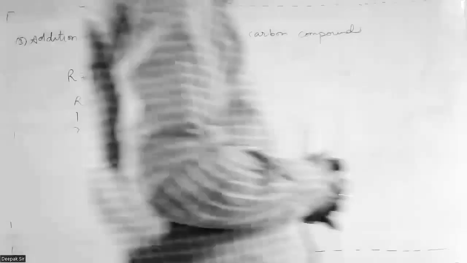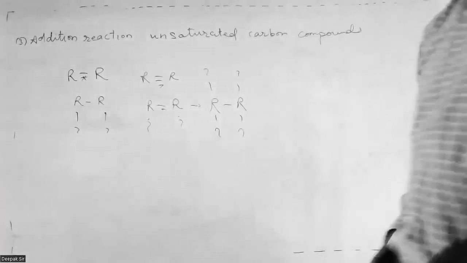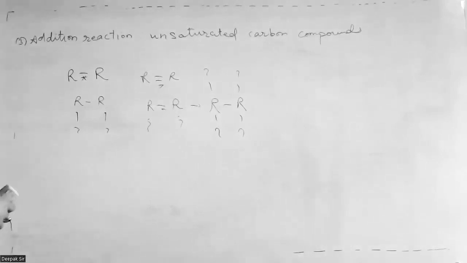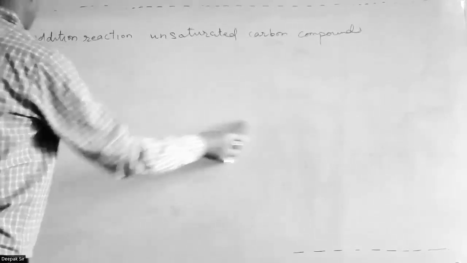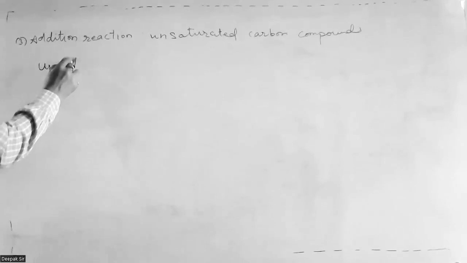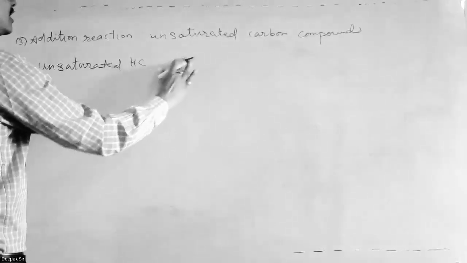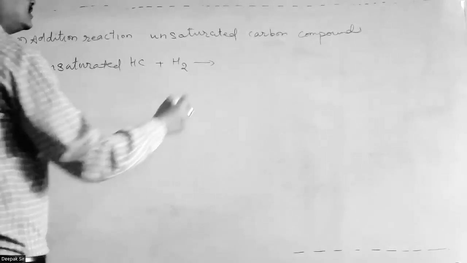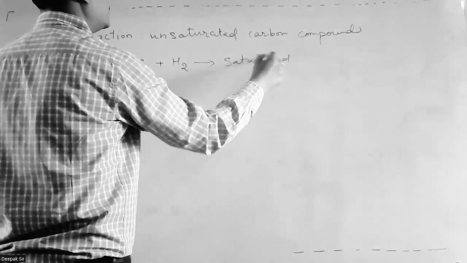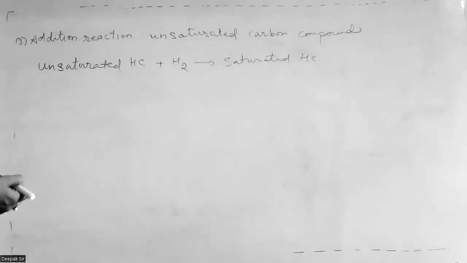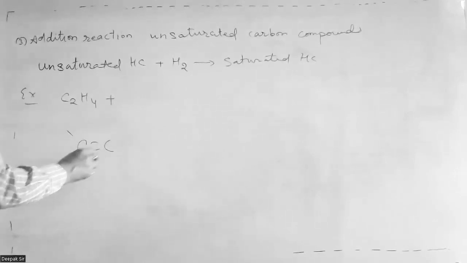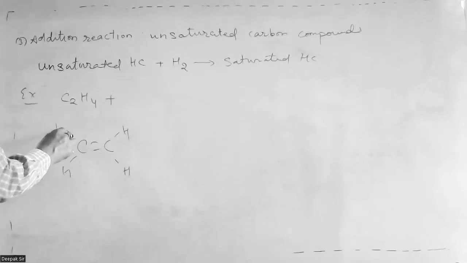Now, what is the importance of the addition reaction? Before going on to the application, we are going to see an example of how atoms add up in this addition reaction. We have seen unsaturated compounds, and on addition of heteroatoms or hydrogen, what happens? We get saturated hydrocarbons. Example we can take, suppose we have ethene, C2H4. Ethene is a double bond compound with 4 hydrogen and 2 carbon attached in a double bond.